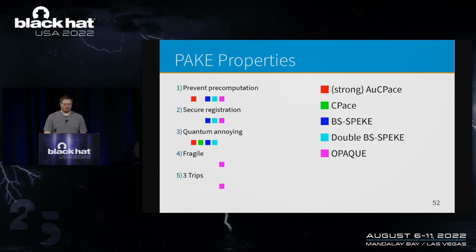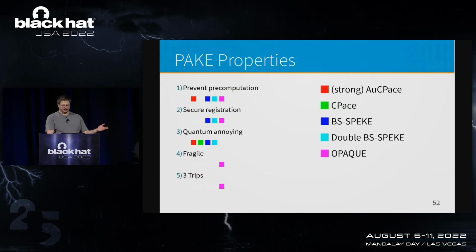Anyway, so, PAKE properties by algorithm. Quantum annoying is a very good property to have for the future of PAKEs. If a quantum computer ever does come out, a quantum annoying PAKE would be basically a stopgap between when quantum computers come out and when you have to change algorithms to a post-quantum PAKE. And in the case of OPAQUE, because it's fragile, as soon as quantum computers come out, every single password can be cracked on classical computers with GPUs and stuff.